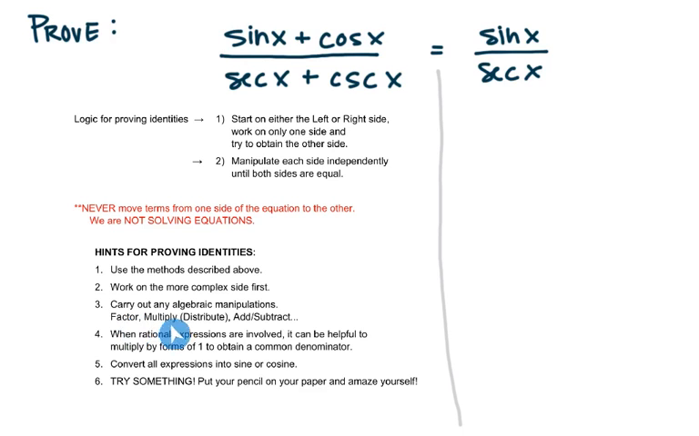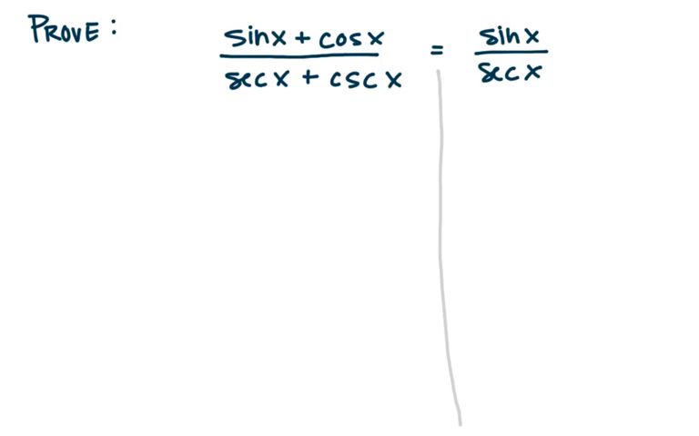Try to complete algebraic operations and manipulations: factor, multiply, subtract, multiply by 1, convert everything into sine or cosine. All right. So let's get started with this problem, and I'm going to work on the left side. I'm actually going to do one step on the right side. I'm going to turn everything into sine or cosine. And because these are big, ugly rational expressions, I'm going to leave myself some space.